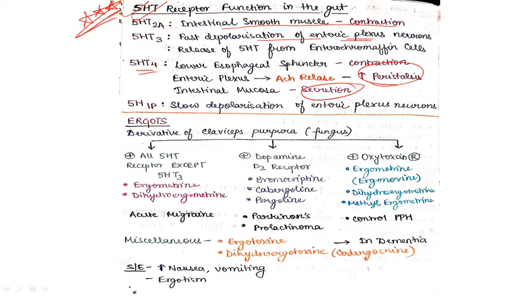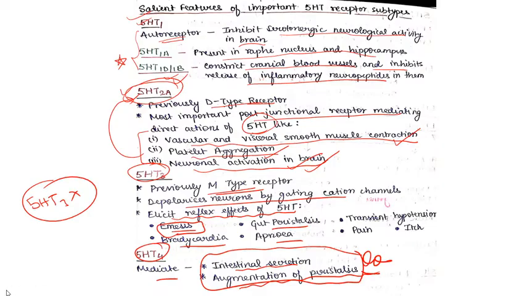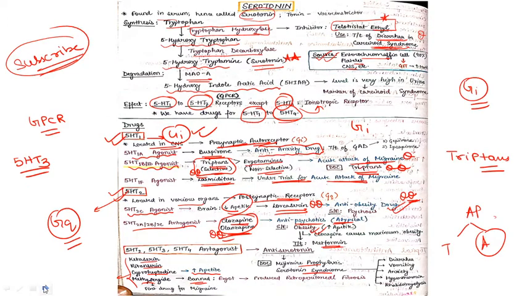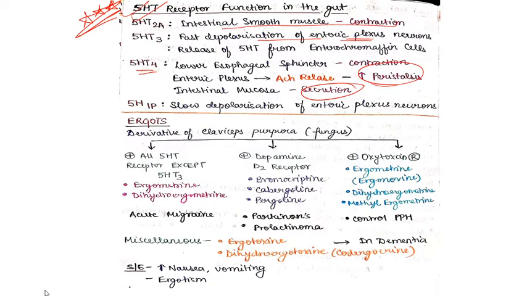We were discussing basically drugs targeting the group. See here, we were just discussing the drugs, and we will come to that again. In between I have discussed some receptors like this. Now coming to the ergots: they are derivatives of Claviceps purpurea. They stimulate all 5-HT receptors except 5-HT3, because it is ionic in nature. Drugs are ergometrine and dihydroergotamine.